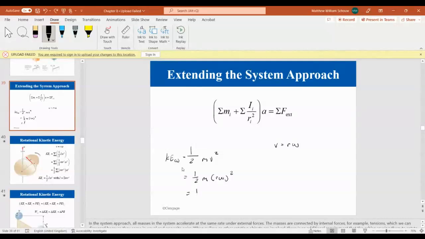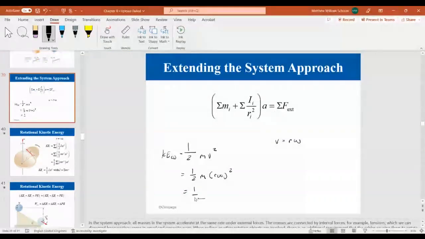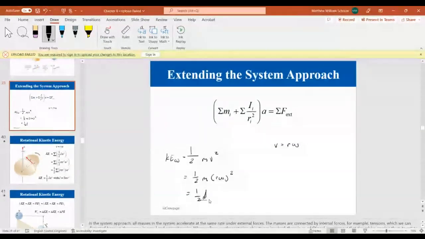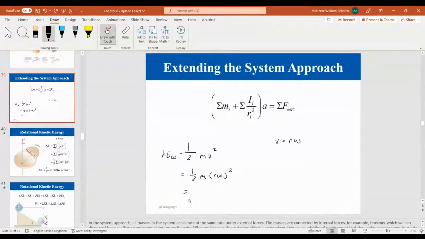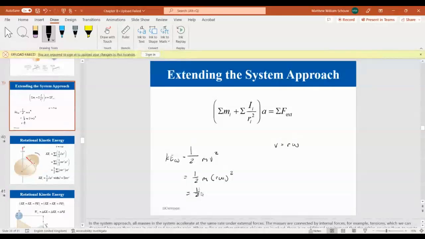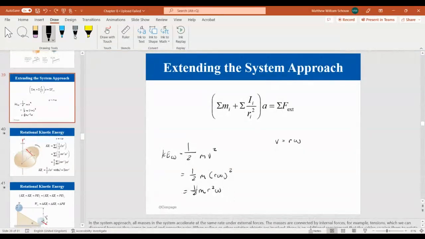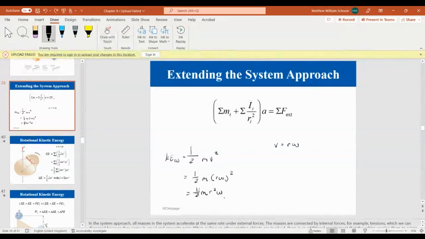It's quite strange what's happening here. We have half the mass. So messy. Let's try this again. Otherwise, I have to use my board. So it's half mass. We have r squared and omega squared.